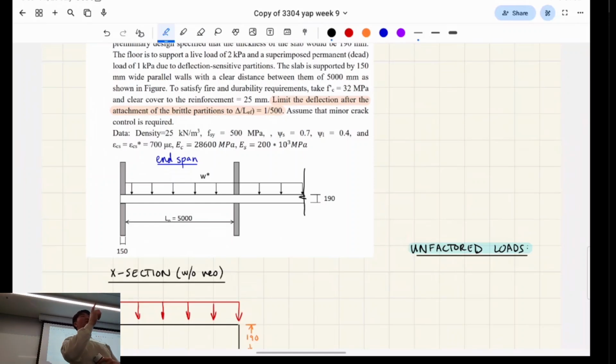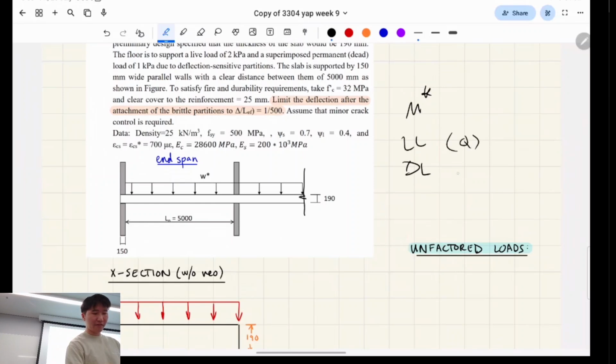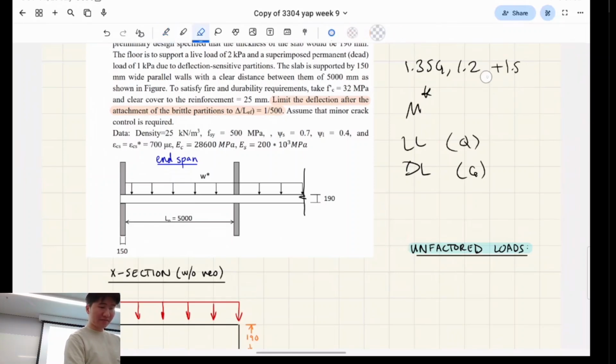Yes. We want to get to M star at some point. So how do we get to M star? Live loads, dead loads. Let's call that Q and G, right? We use the load combos: 1.35 G, or 1.2 G, 1.5 Q, right?